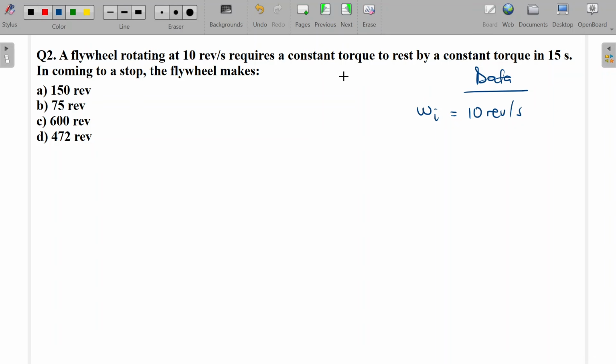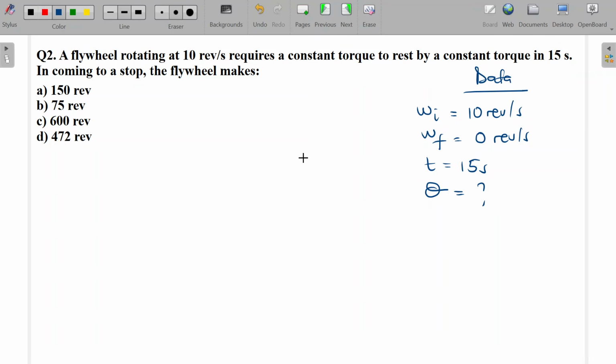So now this torque is required for this flywheel to come to a stop, meaning that W final is equal to what? 0 revolutions per second. Then the time they've given us for this torque to cause this flywheel to come to a stop is 15 seconds. Now, they want us to find the number of revolutions; in short, they're telling us to find the angular displacement.